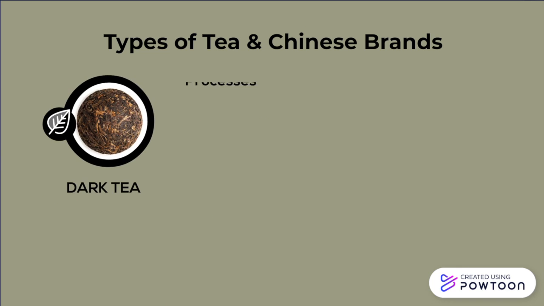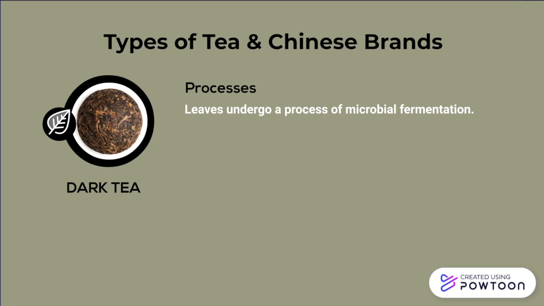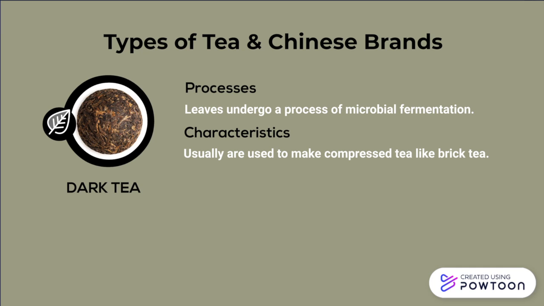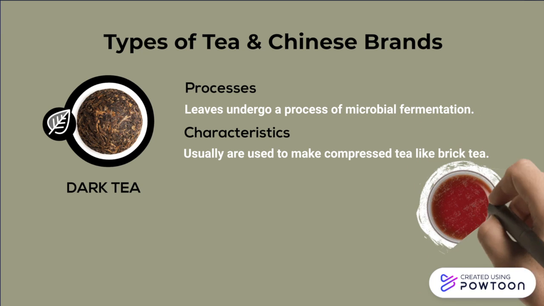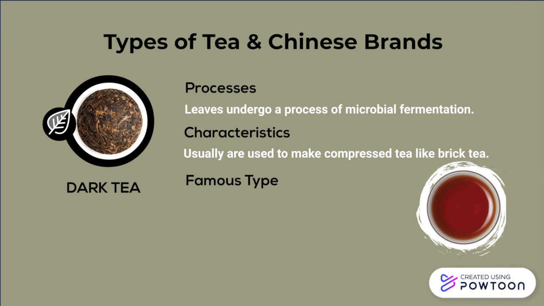Finally is dark tea. After being rolled and dried, the dark tea leaves undergo a process of microbial fermentation. It is the material used to make compressed tea. A famous type of dark tea is Pu'er from Yunnan province.